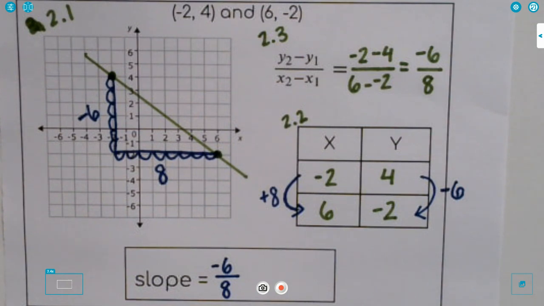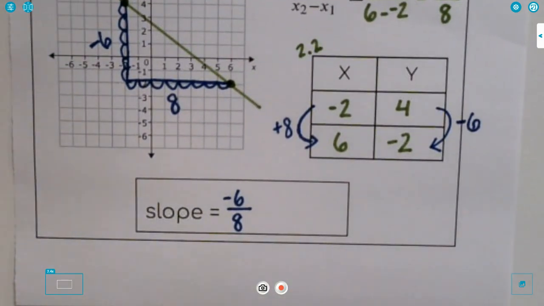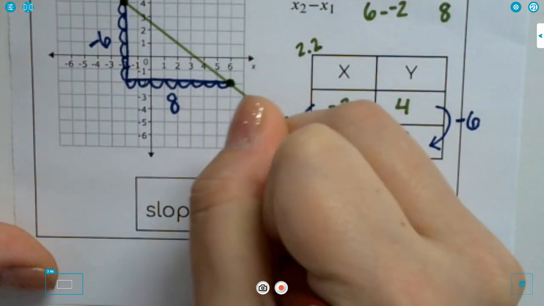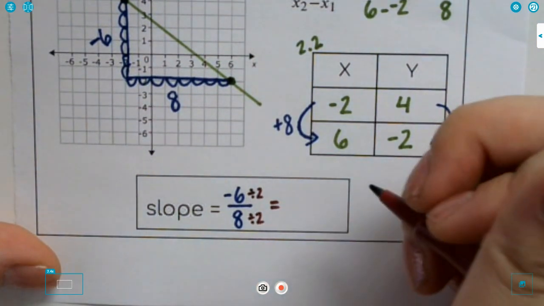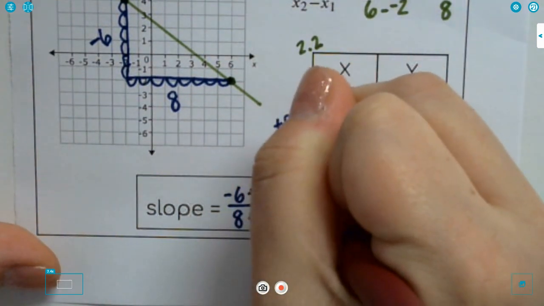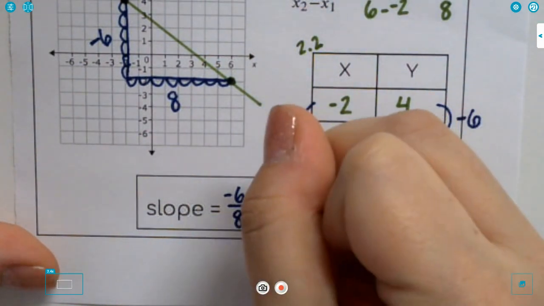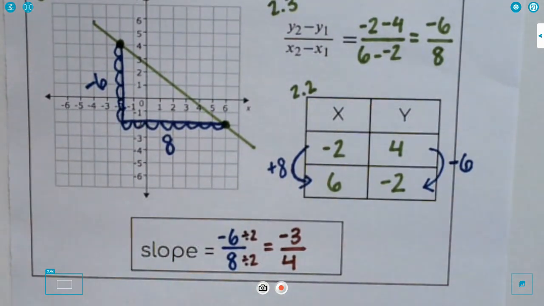Anywho, let's finish this out. What is the one last thing that we need to do? Simplify or reduce. So 6 and 8 can both be divided by 2. So if I divide the top by 2 and the bottom by 2, negative 6 divided by 2 is negative 3. And 8 divided by 2 is 4. So negative 3/4 is my final answer for this one.